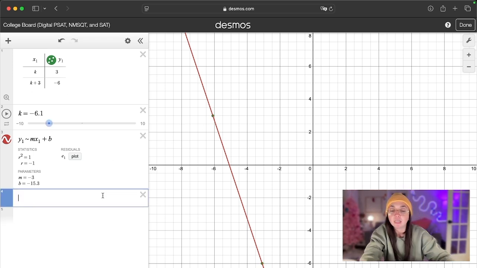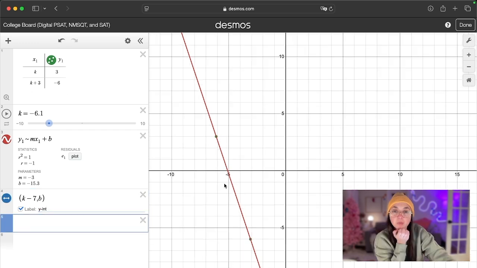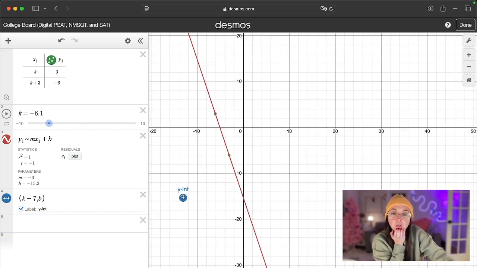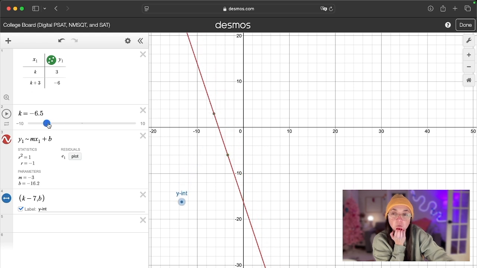Now in the question, it gave us a coordinate point for the y-intercept for b, and we have to find b. So in Desmos, we're just going to plug in that point, k minus 7, comma, b, close parentheses. This is going to be our y-intercept, okay? Let me scroll out, try to find it. There it is. So I put it way down here. Now watch, when I move this, the y-intercept also moves, okay?